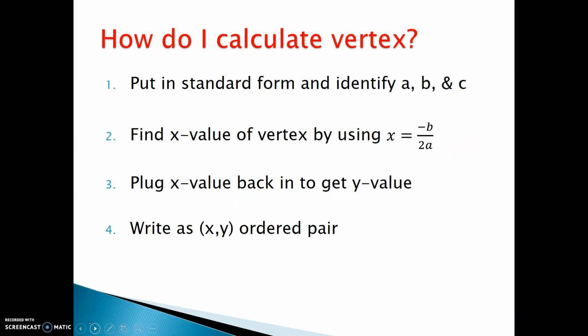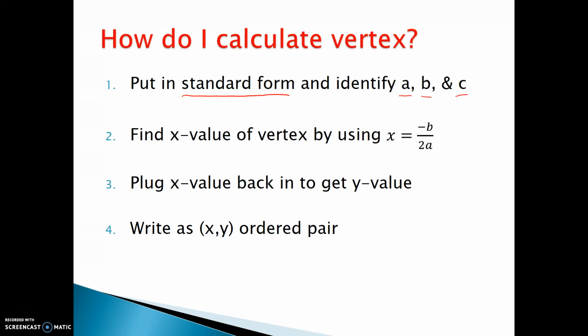And so I want you to take a second and copy this down. So again, how do I calculate the vertex? Just like always, guys, make sure that we have it in that standard form that I told you about. That's never going to go away. That's very, very important. After that, you have to identify your a, your b, and your c. Remember, that's that ax squared plus bx plus your c.